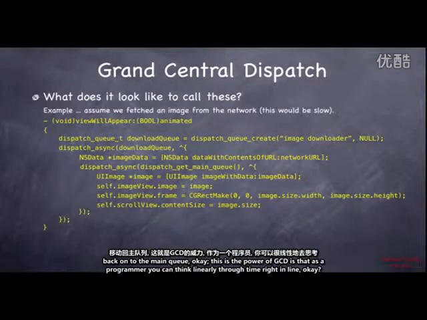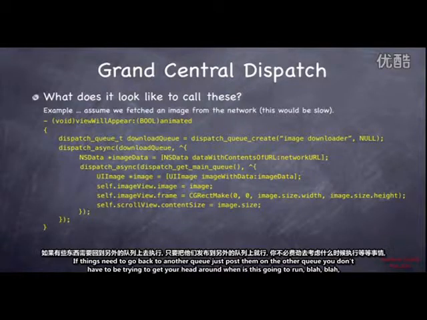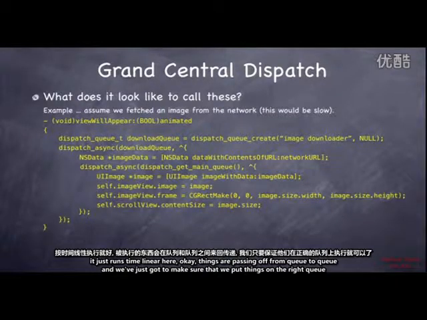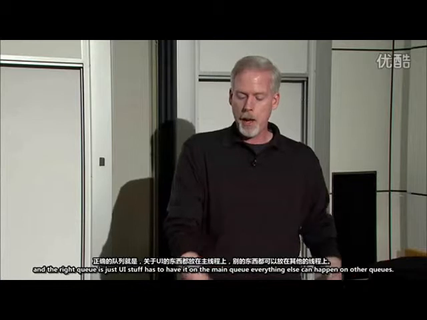Okay? This is the power of GCD, that as a programmer, you can think linearly through time, right in line. If things need to go back to another queue, just post them on the other queue. You don't have to be trying to get your head around when is this going to run. It runs time linear here. Things are passing off from queue to queue. And we just have to make sure that we put things on the right queue. And the right queue is just UI stuff has to happen on the main queue. Everything else can happen on other queues.